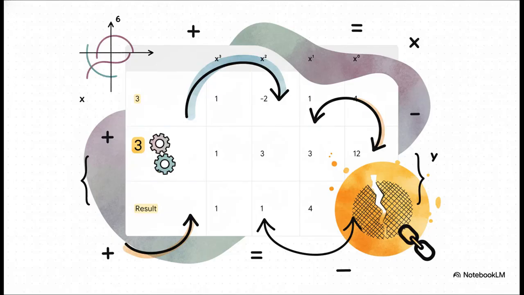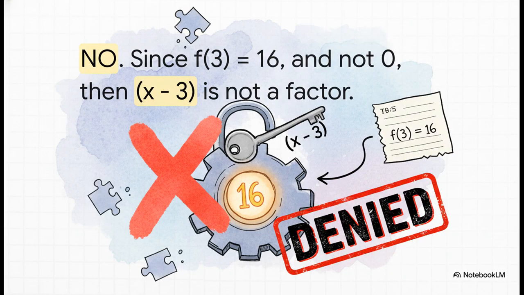So we set up our synthetic division, this time with c equals 3. We run through those same easy steps. Multiply, add, and we get to our remainder. And this time, it's 16. And just like that, the answer is crystal clear. Since the remainder is 16 and not 0, we know for sure that x minus 3 is not a factor. And hey, bonus info. Thanks to the remainder theorem, we also know that f of 3 equals 16. We got 2 answers for the price of 1 calculation.